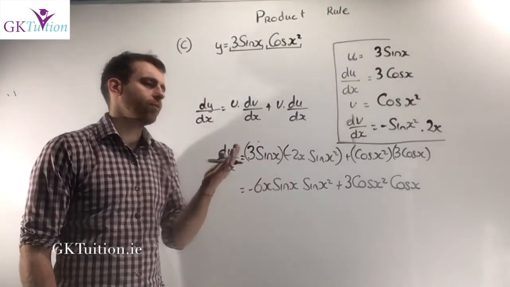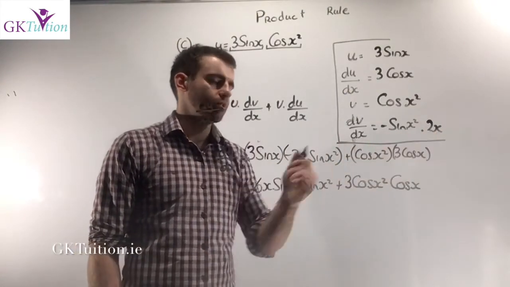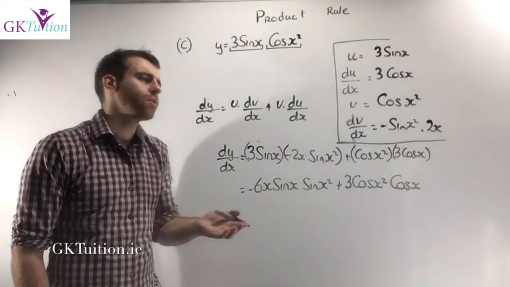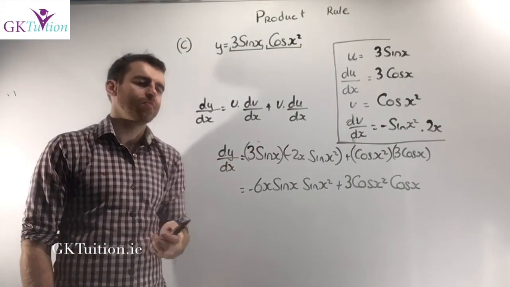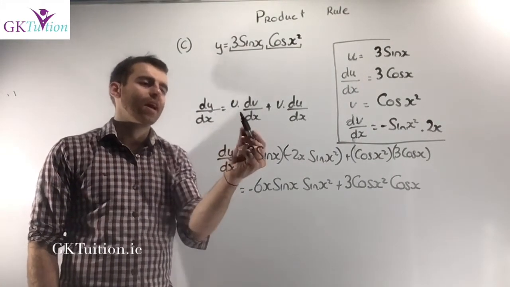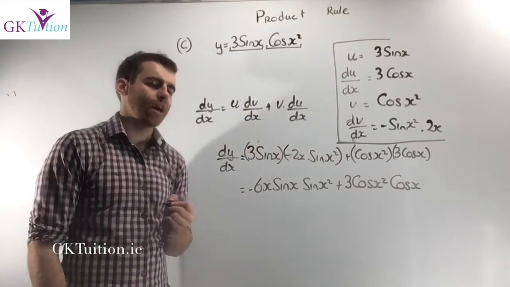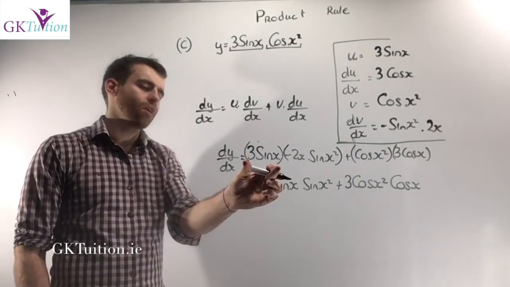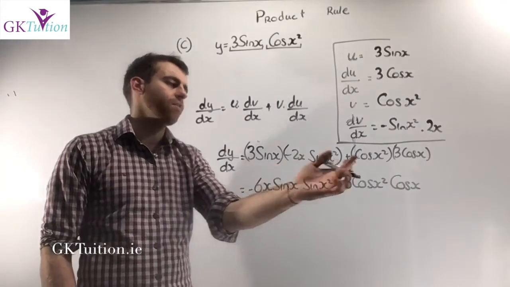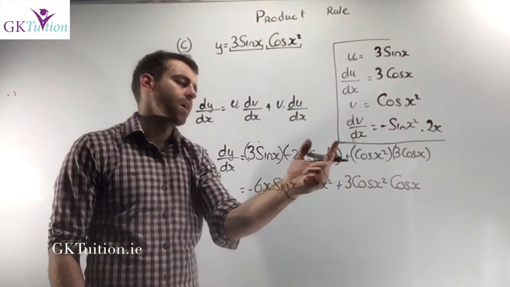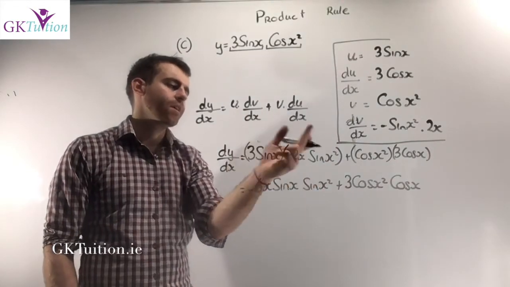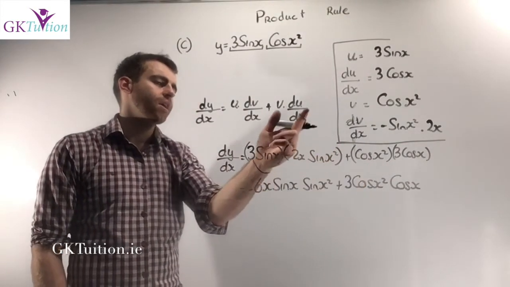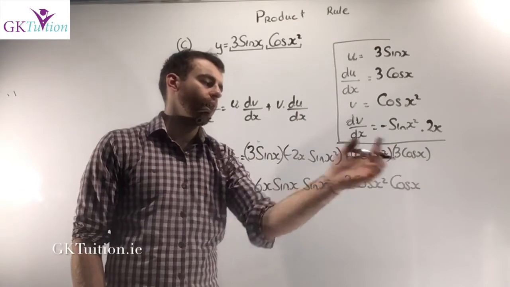So I bring the 2 in front, and the derivative of x squared is just 2x. Now that I have all four of these, I can sub into the formula in my log tables. dy/dx is u by dv/dx plus v by du/dx. In this case, u is 3 sine x. For dv/dx, I've multiplied the 2x by the minus, and I've written it as minus 2x sine x squared. V in this case is cos x squared, and du/dx is 3 cos x.